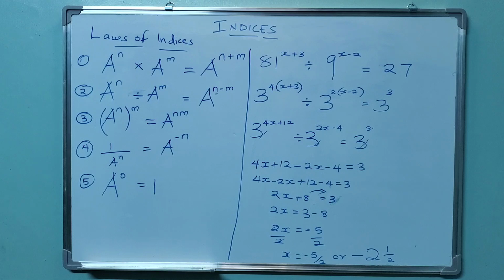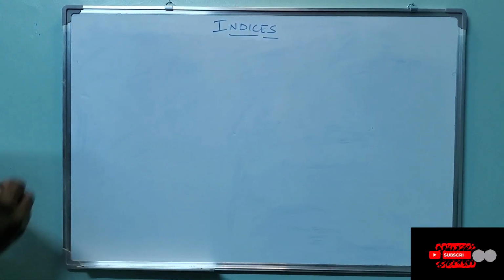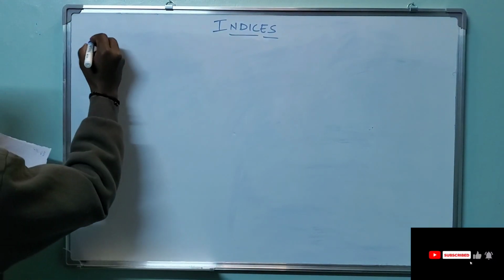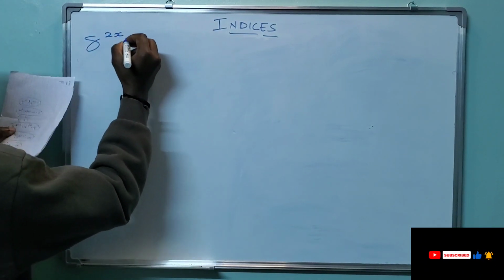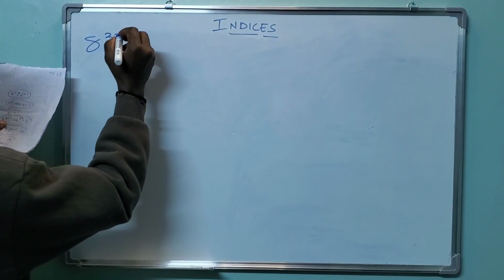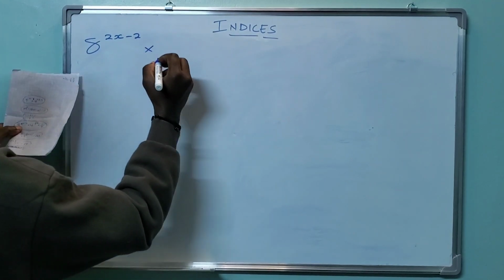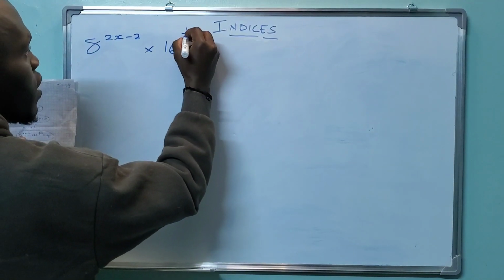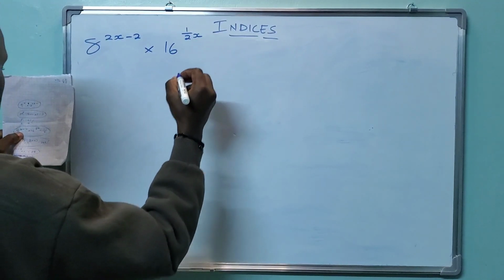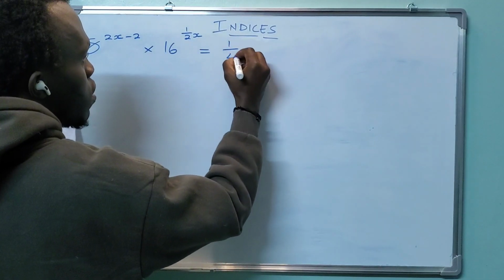So we use the laws of logarithm to work out that. Let us try another example. So suppose you've been given something like this: 8 raised to power 2x minus 2 multiplied by 16 raised to power a half x being equal to 1 over 4.